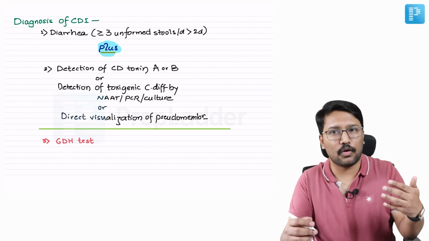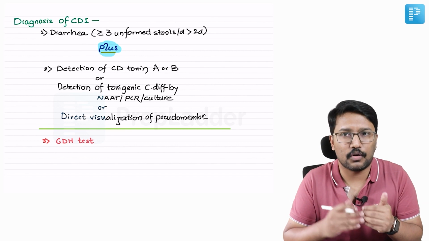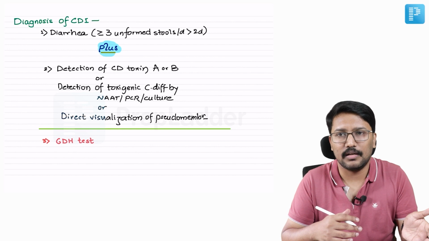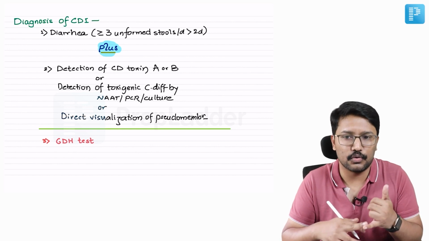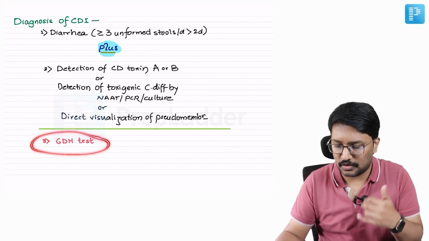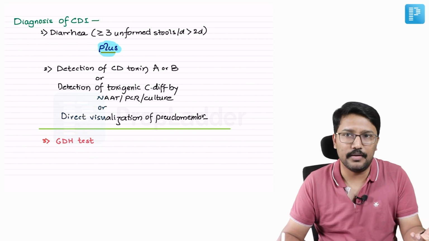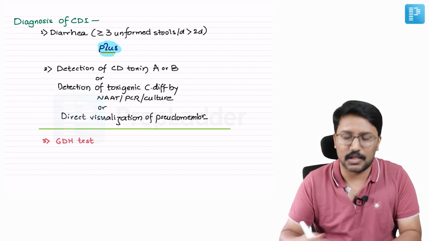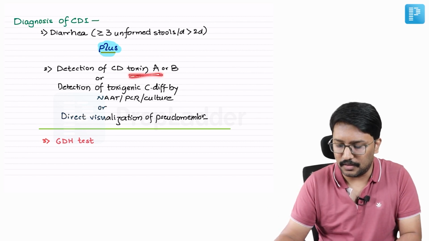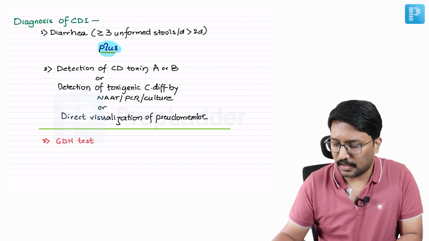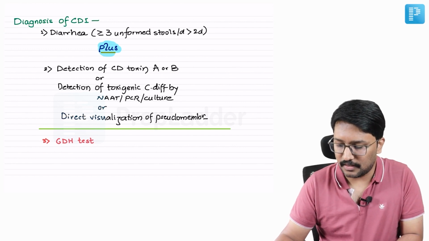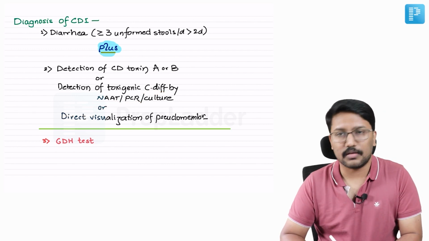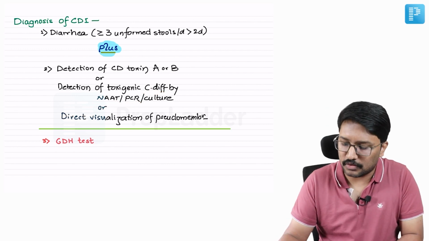Okay, so you have 3 or more unformed stools per day for 2 consecutive days in a patient who has risk factors for CDI, and you check the stool and note that they have a positive GDH test plus toxin A or B, then you can say the diagnosis of CDI is confirmed. Or alternatively, if you don't want to look at the toxin A or B, you can try to culture or detect the C. difficile in the stool using PCR or a nucleic acid amplification test, but for that you need to use probes which are specific for the toxigenic C.